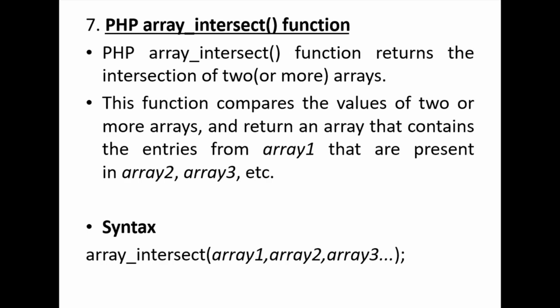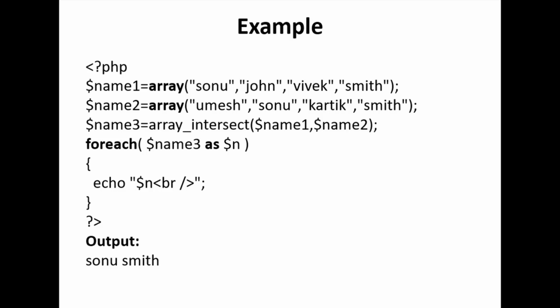Then the PHP array_intersect function. It returns the intersection of two or more arrays. This function compares the values of two or more arrays and returns an array that contains the entries from array 1 that are present in array 2, array 3, etc. So for array_intersect, we pass array 1, array 2, array 3, and so on, all the arrays.